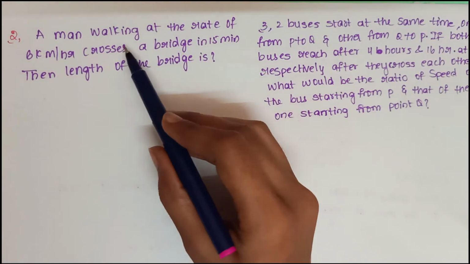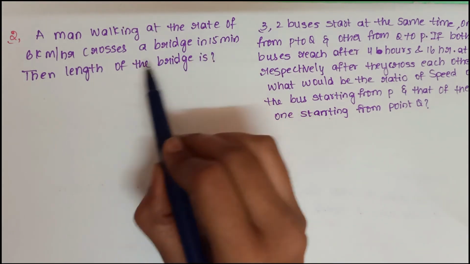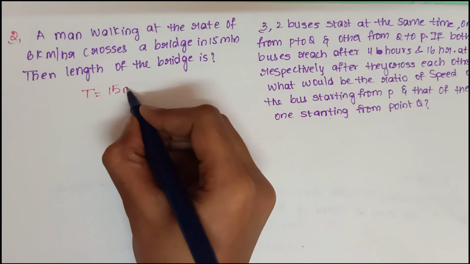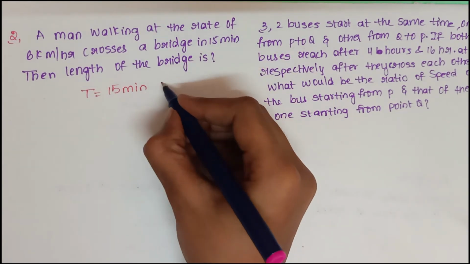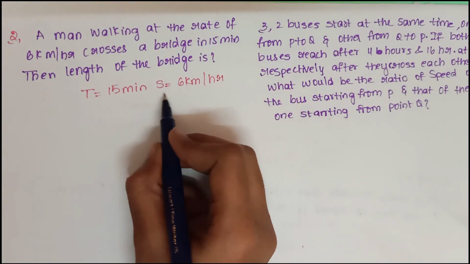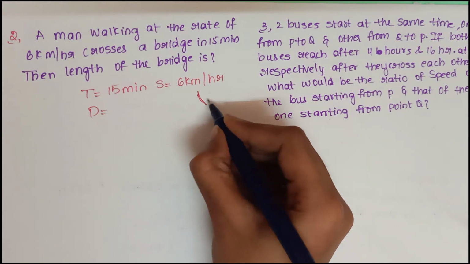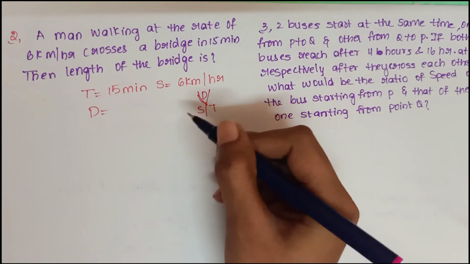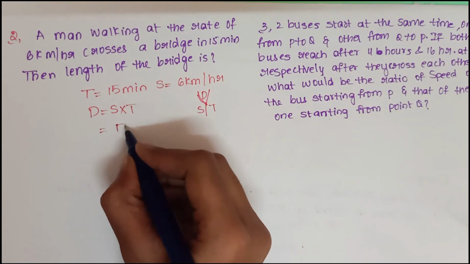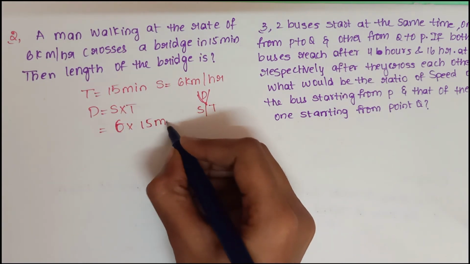Now second example: a man walking at the rate of 6 km per hour crosses a bridge in 15 minutes. Then the length of the bridge is? So first, time is 15 minutes and speed is equal to 6 km per hour. But there is no distance, so we want to find the distance. First draw this D S T. If we want to find distance, d is equal to s into t. We want to multiply s, 6, into 15 minutes.